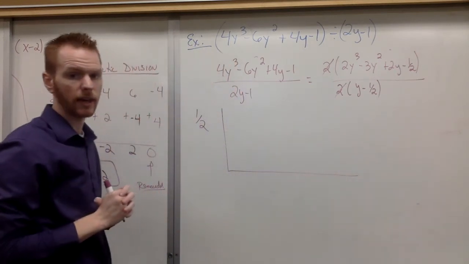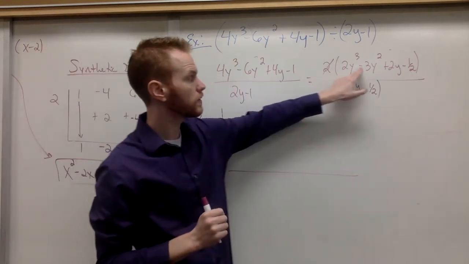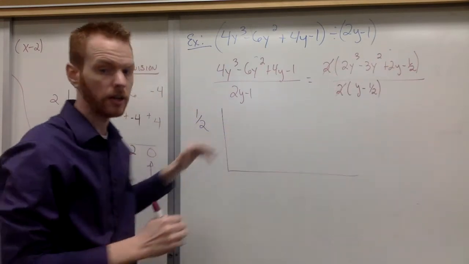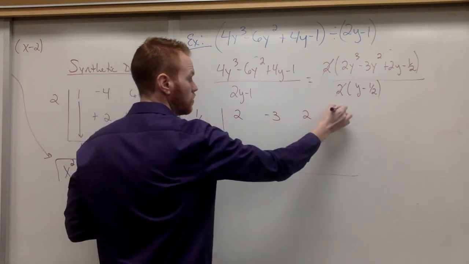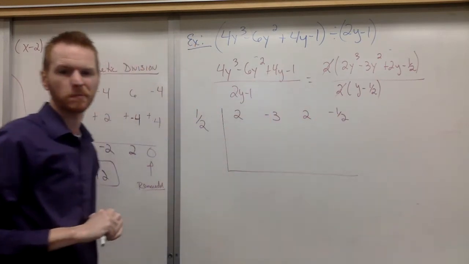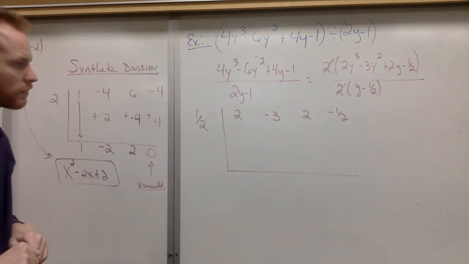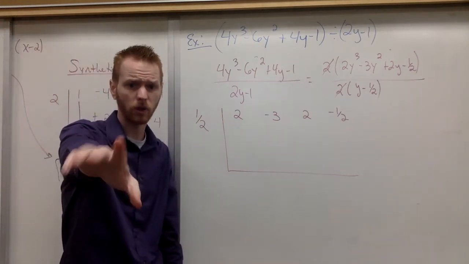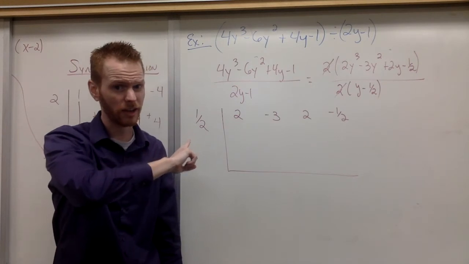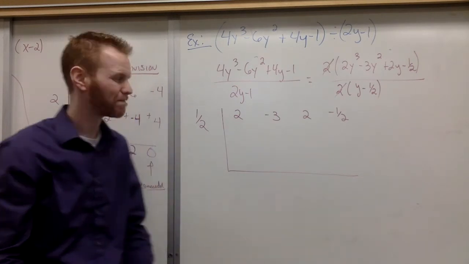All right, just like that. Then I'm going to take the coefficients in front of each one and the constant and write them in here. I got a 2, negative 3, a 2, and negative a half. Okay? I know there's fractions there. It's fine. Don't run away. Don't pause the video. Don't stop. Fractions are okay. Half's not too bad to work with, right?